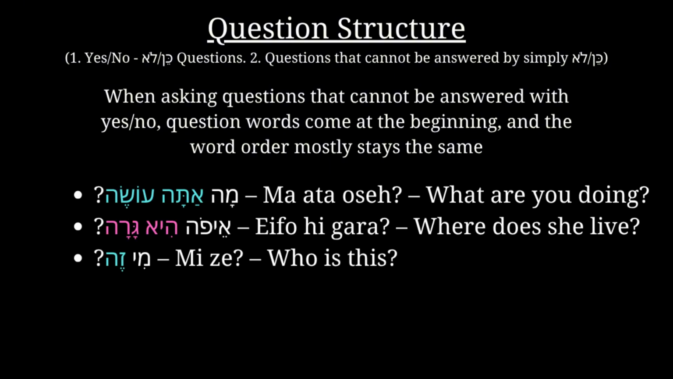Some examples are מה אתה עושה? What do you do? Masculine. איפה היא גרה? Where does she live? Feminine. מי זה? Who is it? Masculine. Don't forget that Hebrew doesn't have auxiliary verbs and doesn't use to be in the present, which is why you don't see the words. In conclusion, this is how sentence structure and word order work in Hebrew.